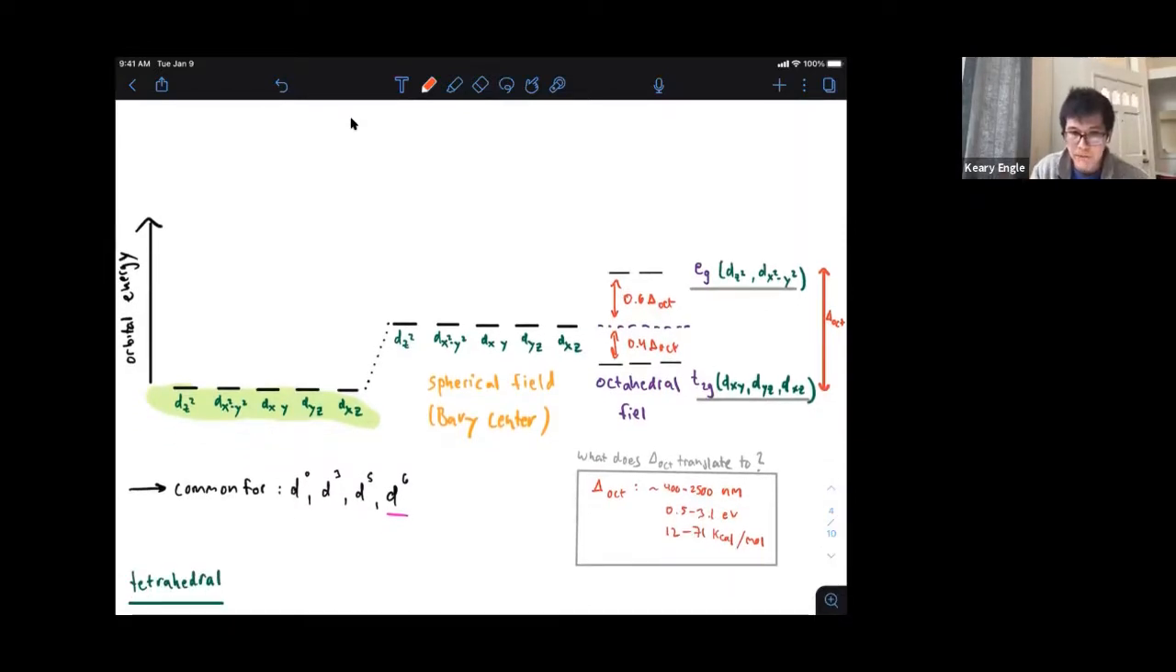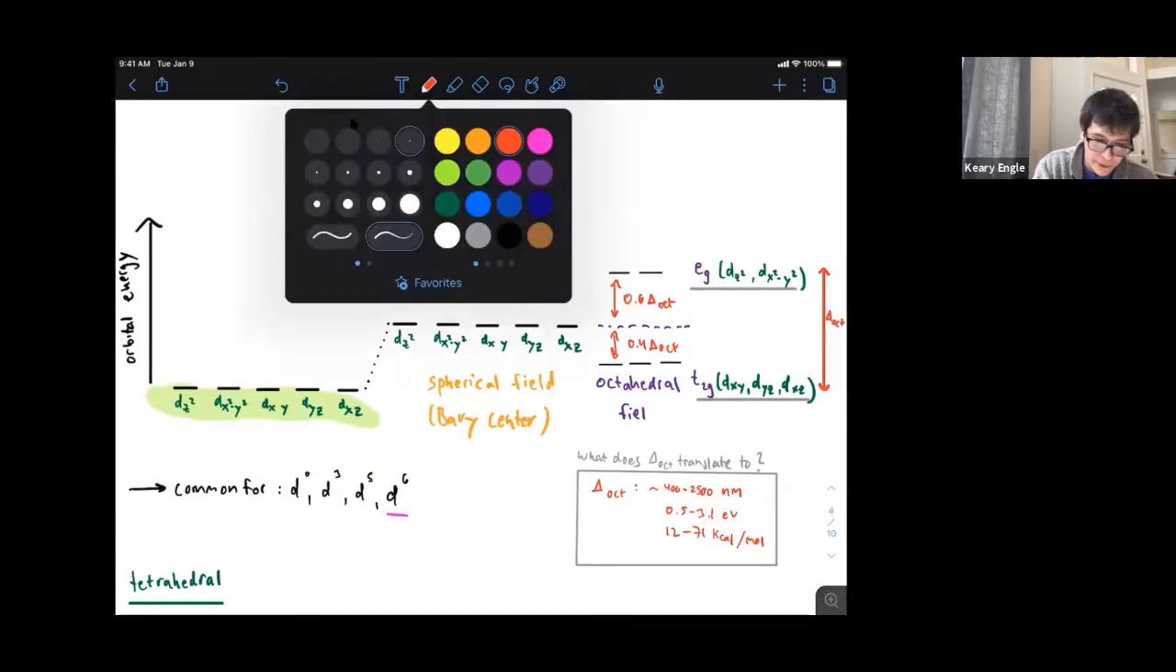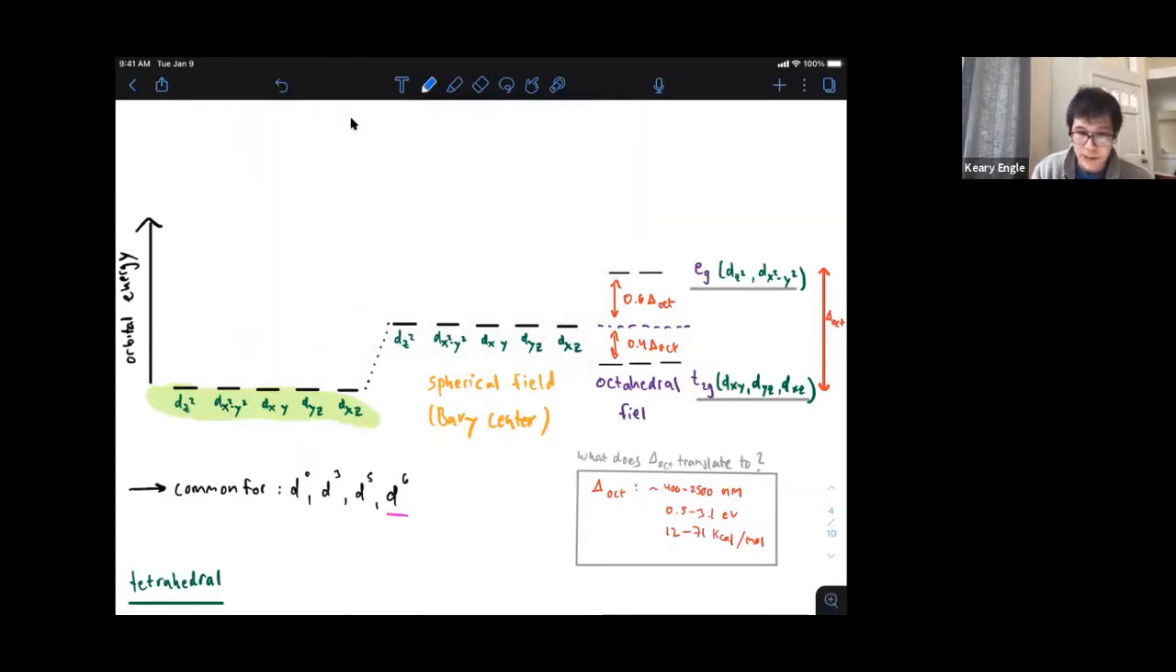And so our five d orbitals are now split in such a way that we have the three T2g orbitals that are comparatively low in energy, and then the two higher Eg orbitals. And then for a given d electron count, we just go right through and fill these out. And so this is common for d0, d3, d5, and d6.